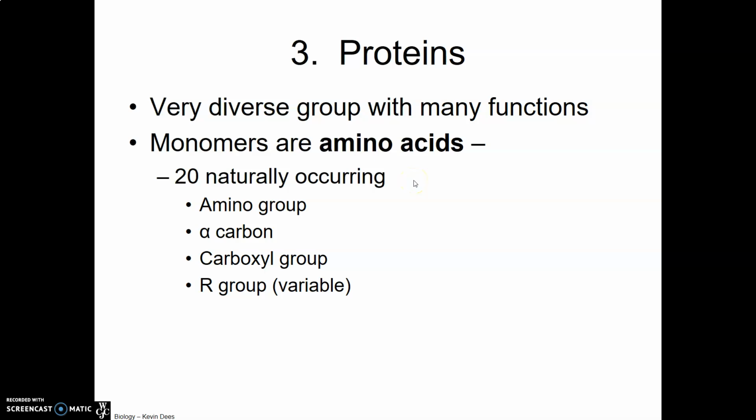Now, the amino acids that we're going to see have four basic parts to them: an amino group, the alpha carbon, a carboxyl functional group, and then this R group. And the letter R stands for a variable. Because there are 20 naturally occurring amino acids, we'll see 20 different R groups making up the different amino acids that we'll put together to build our proteins.